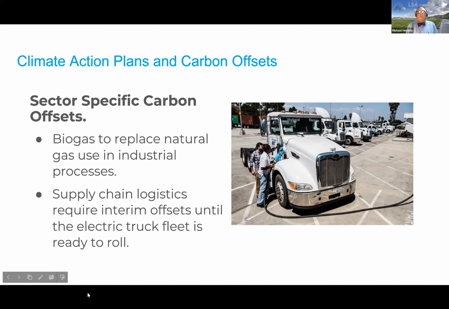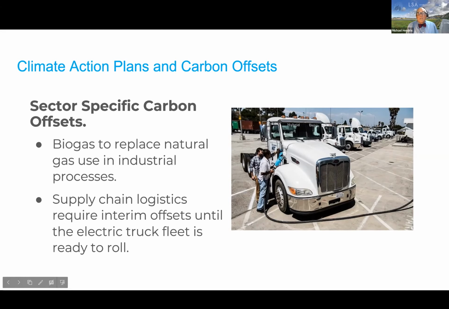Another place that we're recently seeing, particularly in Southern California and what they call the Inland Empire, is the need to offset supply chain logistics. Supply chain logistics, basically heavy duty diesel trucks going from the Port of LA and Port of Long Beach to points east. And we are finding in some climate action plans requiring logistic warehousing to have interim offsets until an electric truck fleet is ready to roll. What they do there is they will provide the conduit, the wiring, and the capacity for the chargers for the trucks, but then on a yearly basis, offset the emissions until that truck fleet is actually on the road and delivering product either to the port or taking a product from the port.